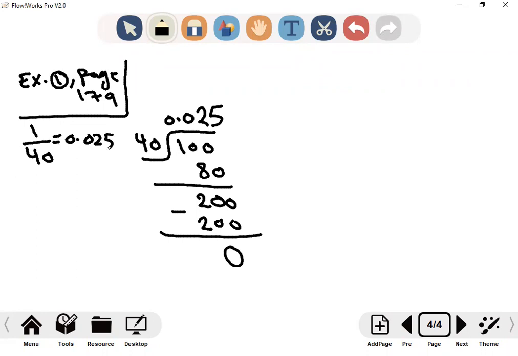I turned it from a fraction to where? To a decimal. Okay? 0.025. We checked it. Did you check it with us, or did you come late? Okay, we will come back to it. So 1 over 40 is 0.025. Okay? Done. Let's go to the check.